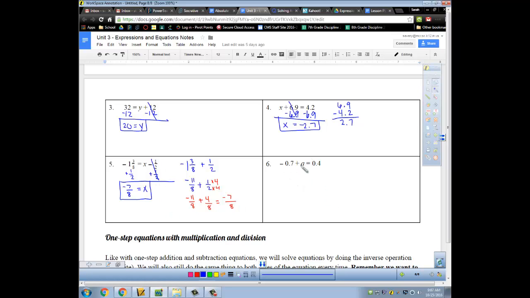Number 6, I have my a here, so I'm going to do the opposite of negative 0.7. Opposite of negative 0.7 is a positive 0.7. So I'm going to add 0.7 to both sides. So that's gone. Get a, bring down the equal sign. 0.4 plus 0.7, we can solve that off to the side. 7 plus 4 is 11, so 1, carry the 1. Bring down your decimal. 1 plus 0 is 1, so 1.1. If you have any questions, please let me know.